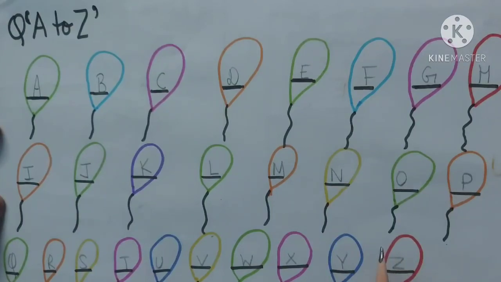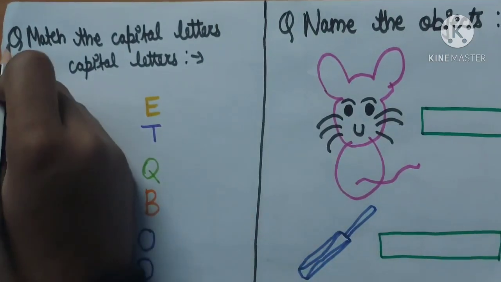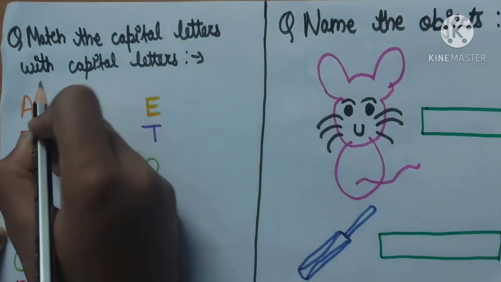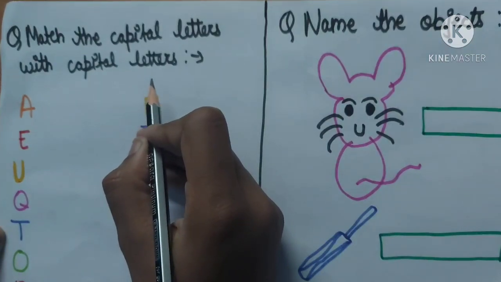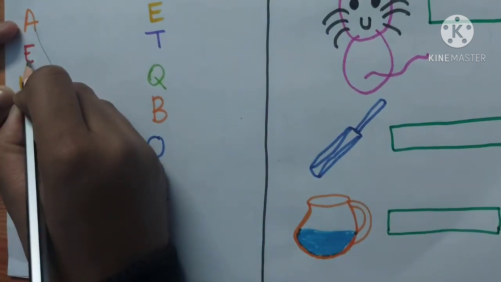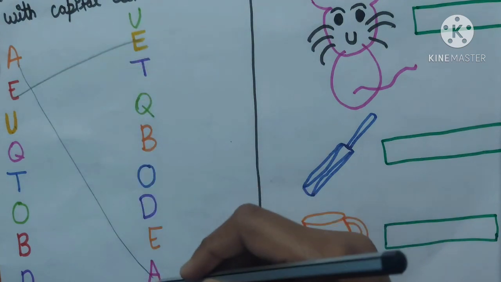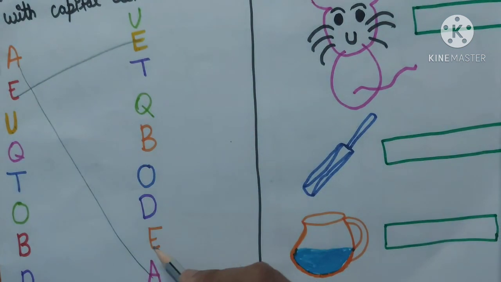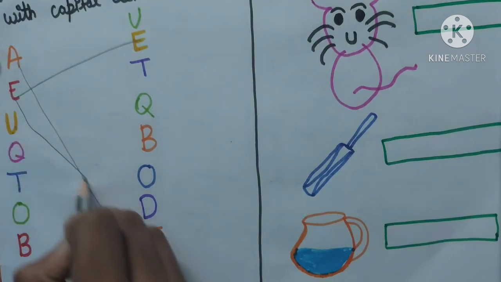So let's move on to the another worksheet. So here is another worksheet. Let's do it. Question number three, match the capital letters with capital letters. So the child has to match the capital letters with the capital letter, A to A, letter E to E. So I have matched letter A to A, E to E. So here is an extra E. You can give a letter two times.